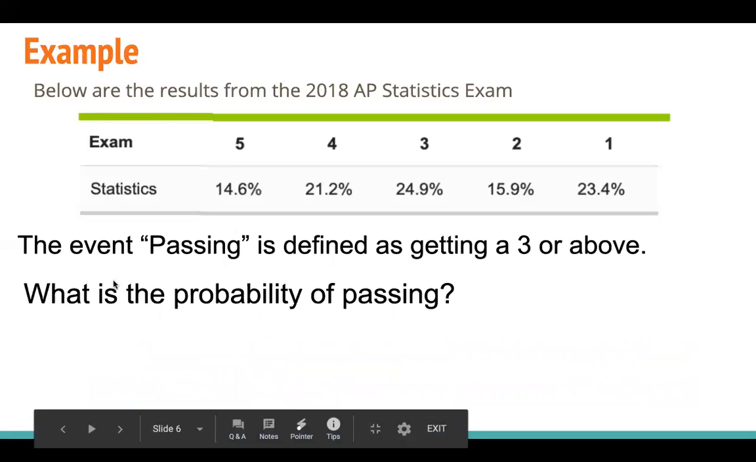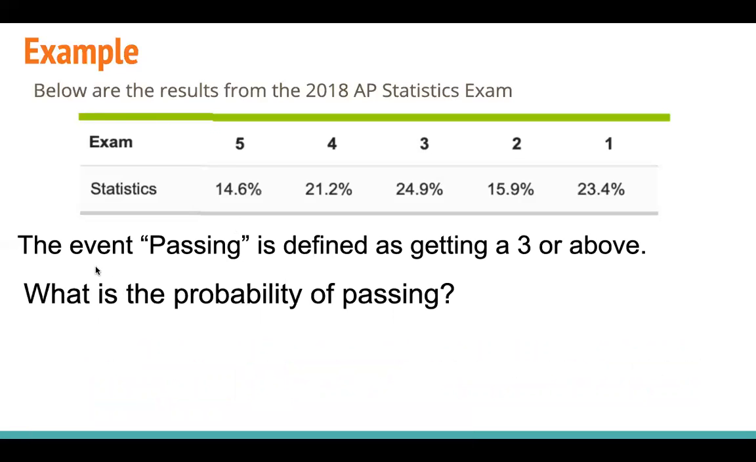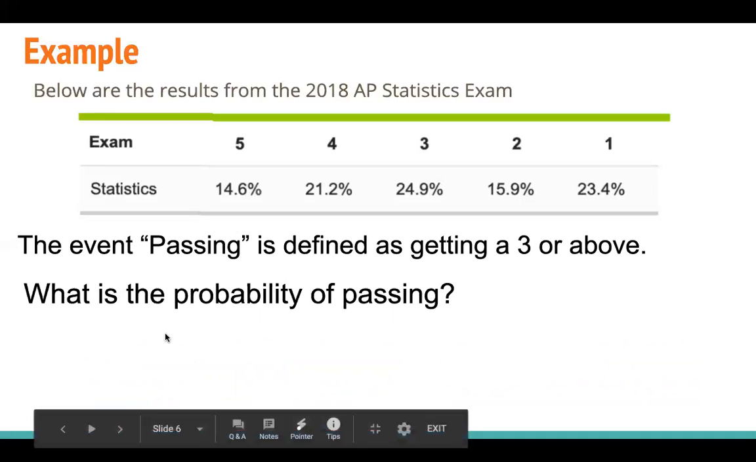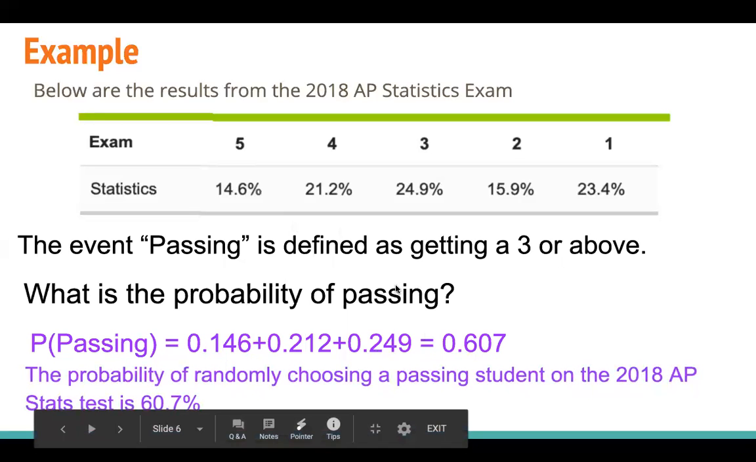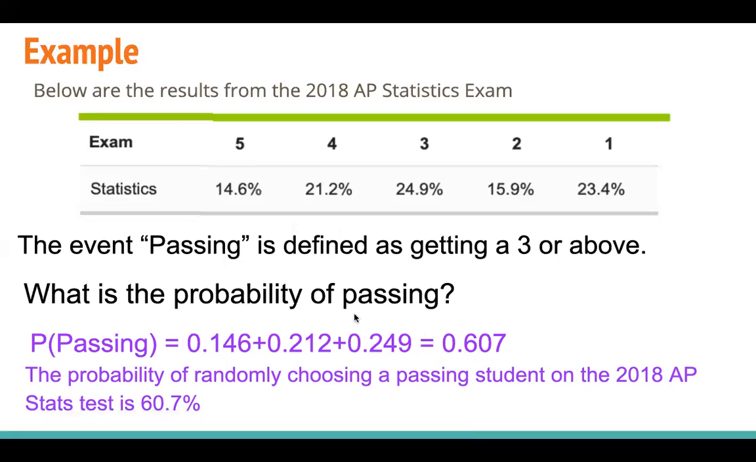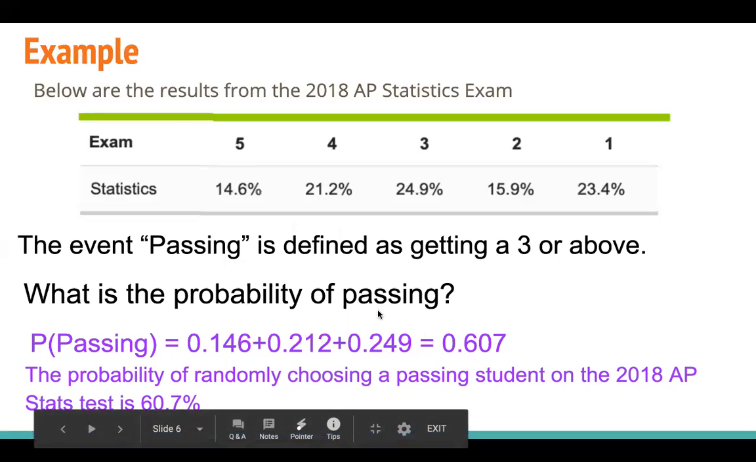So if I define the event of passing as getting a 3 or above, what is the probability of passing? If I look at 3, 4, 5, we talked about how these scores are mutually exclusive, so I can just add them. 0.146, 0.212, 0.249, because 3 or above means a 3 or a 4 or a 5. The word or is always adding, so I add these up, and I get 0.607. So the probability of randomly choosing a passing student on the 2018 AP Stats test is 60.7%.